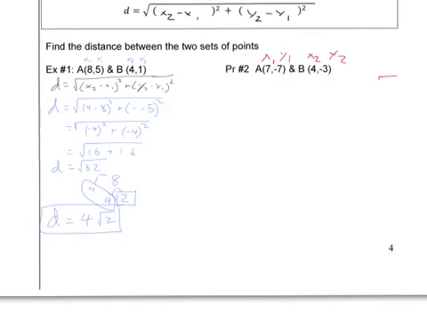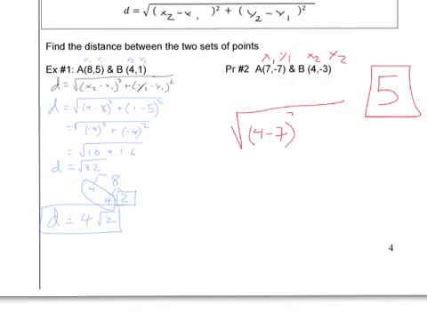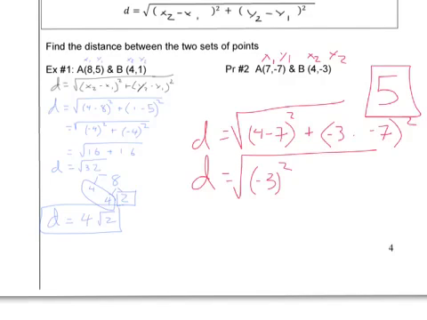Okay, you should have gotten 5. Let me just show you how real quick. When you plug everything in, you should have gotten 4 minus 7 squared plus negative 3 minus negative 7 squared. 4 minus 7 is negative 3. And negative 3 minus negative 7, you could turn that into a plus sign because it's a negative and a negative. So negative 3 and positive 7 just makes positive 4 squared.